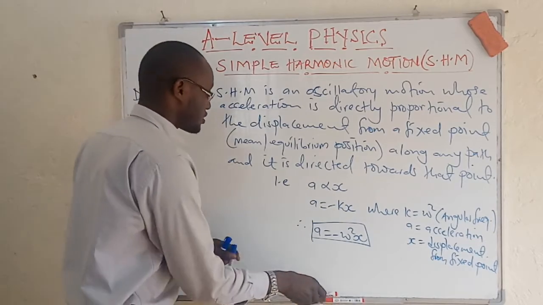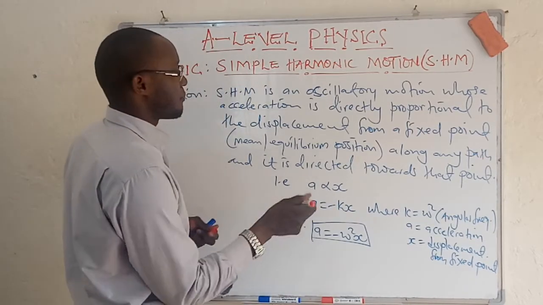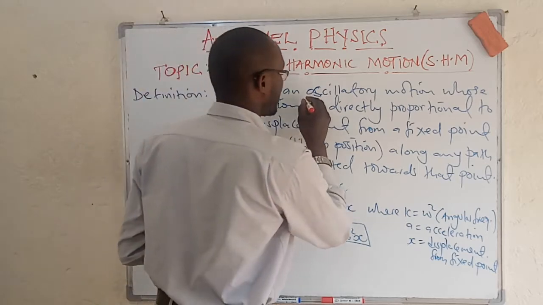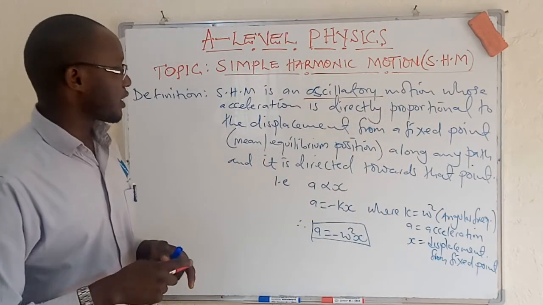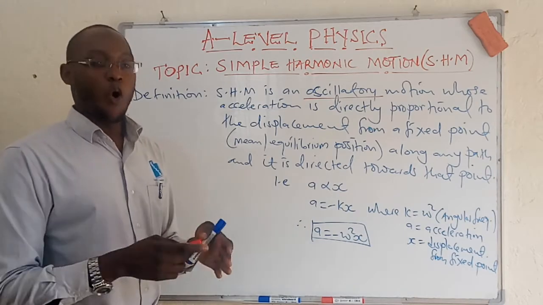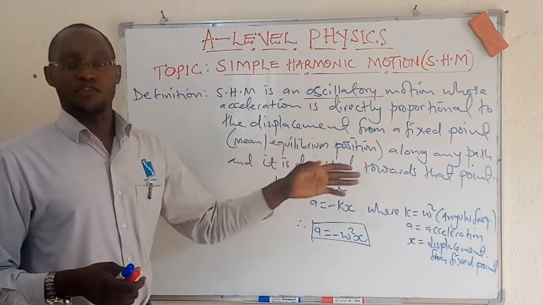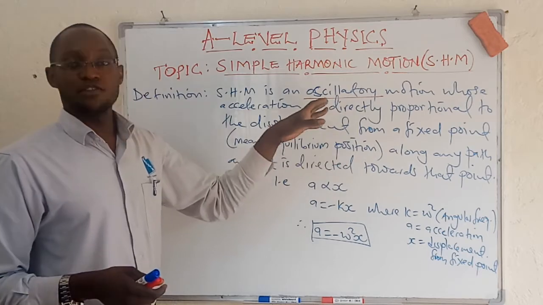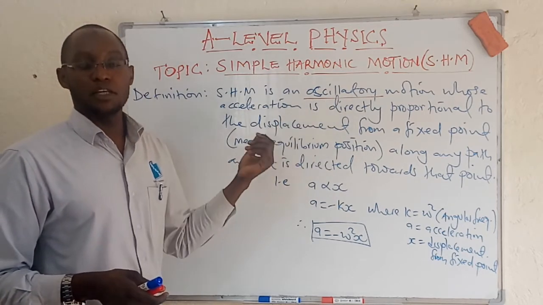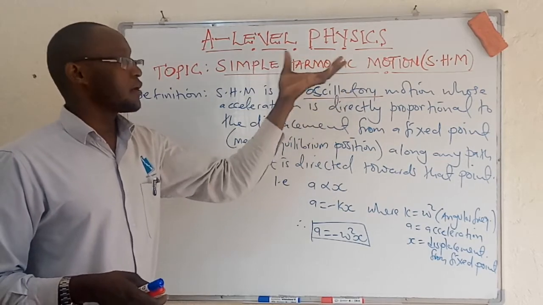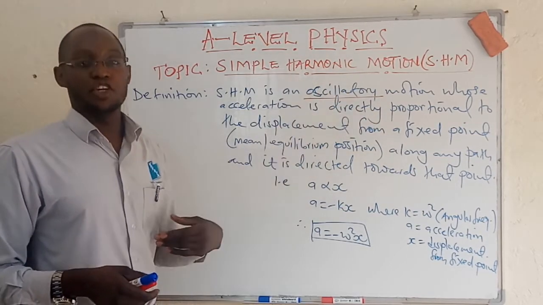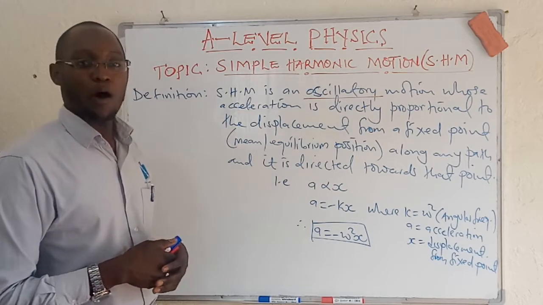So what we need to note here today, we need to note the marking points here. Oscillatory. We need to talk about oscillatory, not periodic. As we have already said, not all periodic motions are oscillatory. However, all oscillatory motions are periodic. We are coming to see the difference between oscillatory motions and periodic motions. With time, we are going to talk about that.